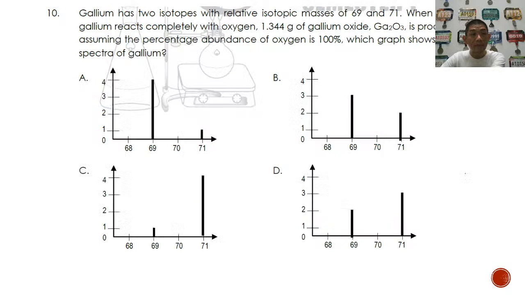Then we go to number 10. So gallium has 2 isotopes with relative isotopic masses 69 and 71. When 1.00 gram of gallium reacts completely with oxygen, 1.344 gram of gallium oxide, Ga2O3, is produced. By assuming the percentage of abundance of oxygen is 100%, what graph is shown by the mass spectra of gallium? Now, this is one of the very tricky and long calculative questions, and you have to use the technique of how to calculate the empirical formula in order to get the relative atomic mass of gallium.